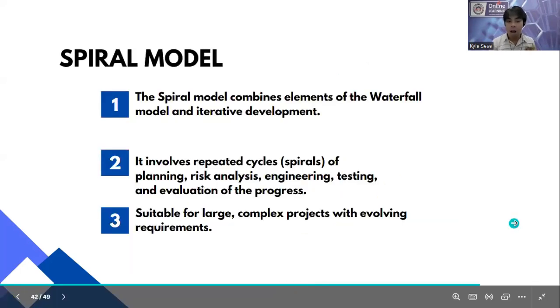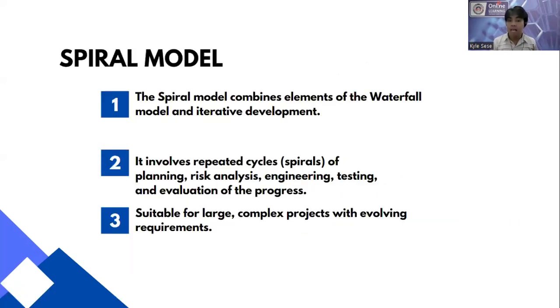Next is the spiral model. The spiral model is a combination of the waterfall model and iterative development. So it involves repeated cycles, or what we call the spirals, of planning, risk analysis, engineering, testing, and evaluation of the progress. It is suitable for large, complex projects with evolving requirements.